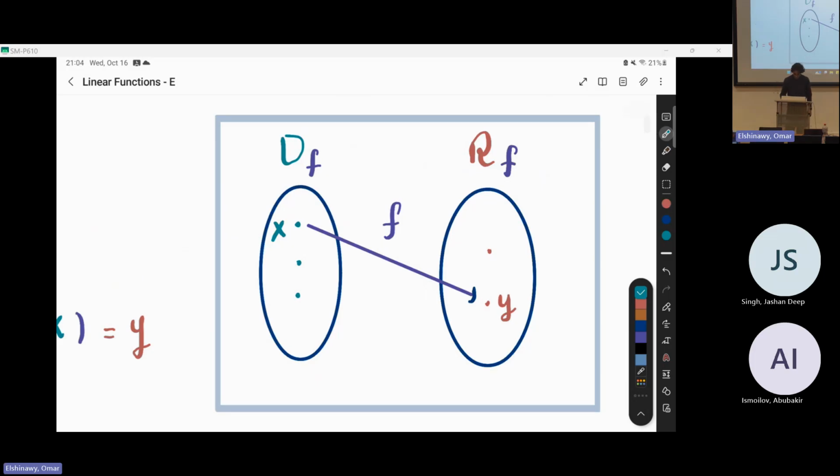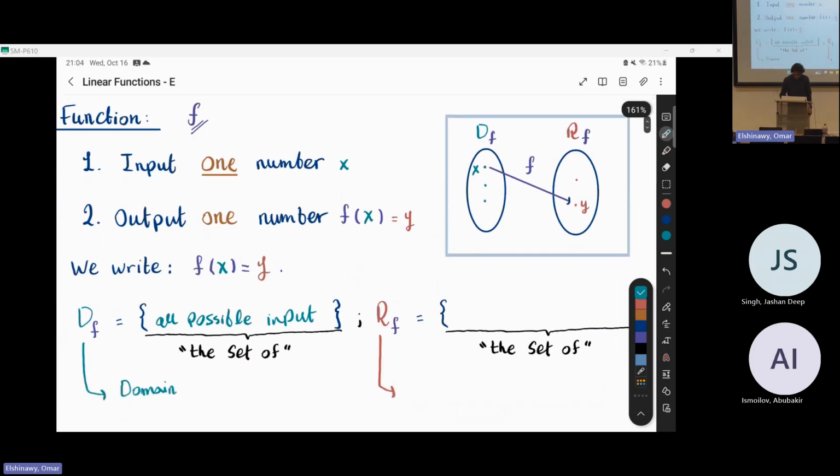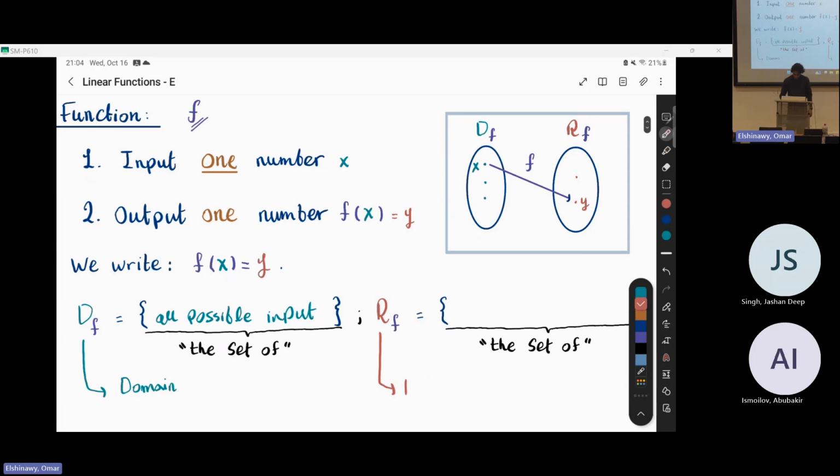And similarly, there's something that we have. It's called the range, and it's just all possible output. So I thought I would start with this very brief introduction because we will use this later on. So the domain is the set of all possible input. The range is the set of all possible outputs.